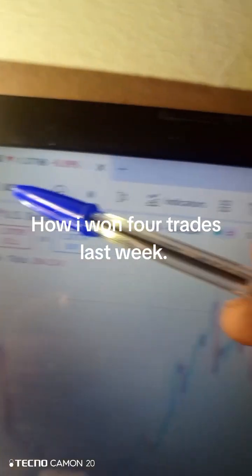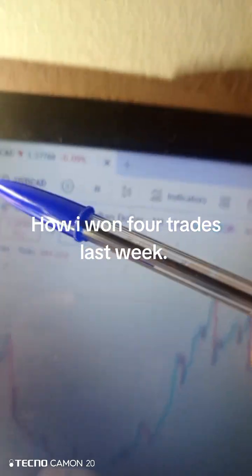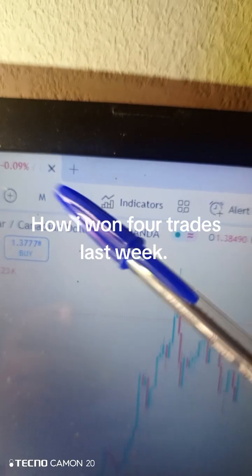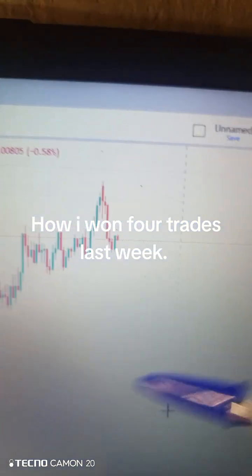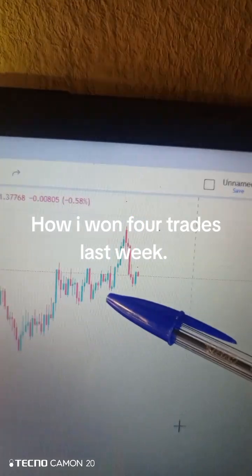This is USD CAD. As you can see here, this is USD CAD, US dollar stroke Canadian dollar, and this is my monthly time frame. So this is what I did. Because of the network, the level I have not shown here.